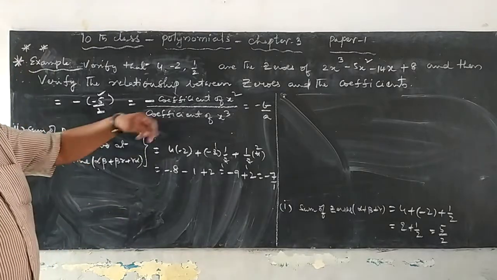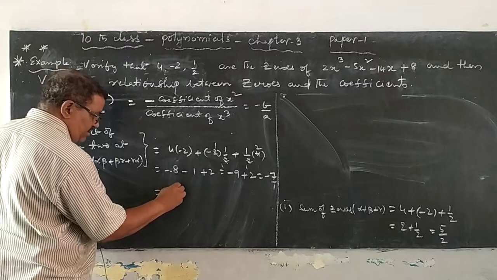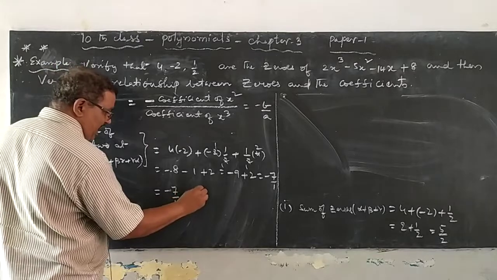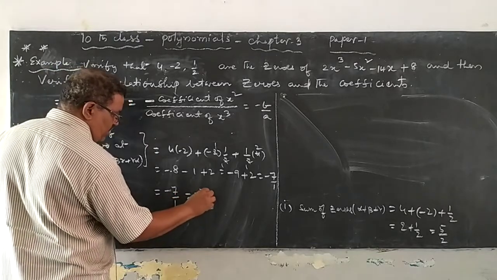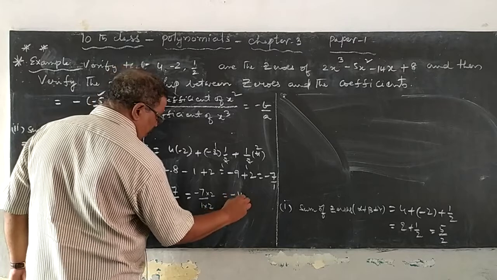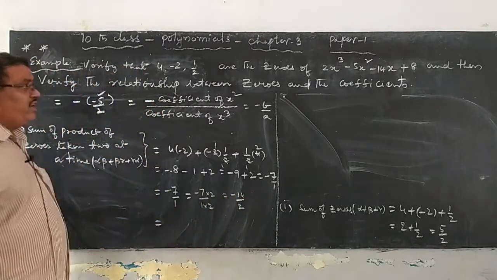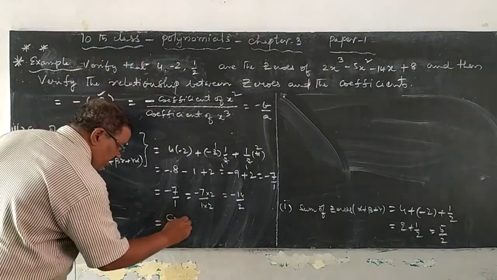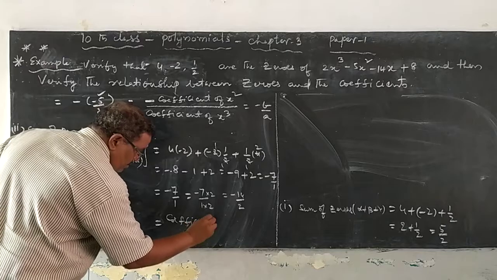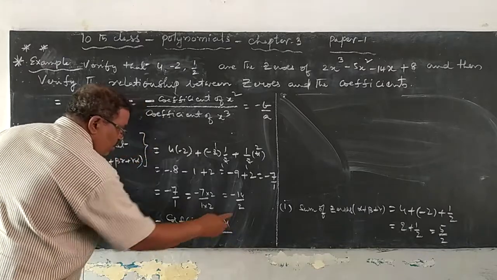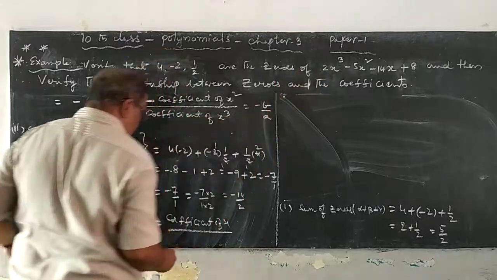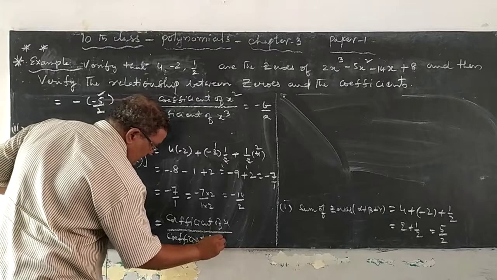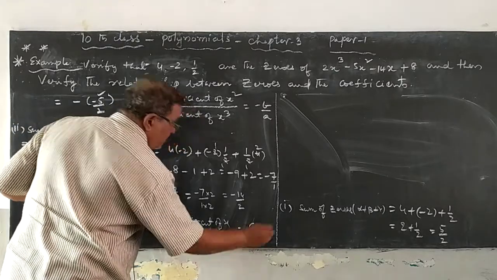What is minus 7 here? But actually there is no relation with minus 7 by 1. But it can be modified: 1 multiplied with 2, here also multiplied with 2, that is minus 14 by 2. What is minus 14? Minus 14 is the coefficient of x, and 2 is the coefficient of x cube, that is c by a.